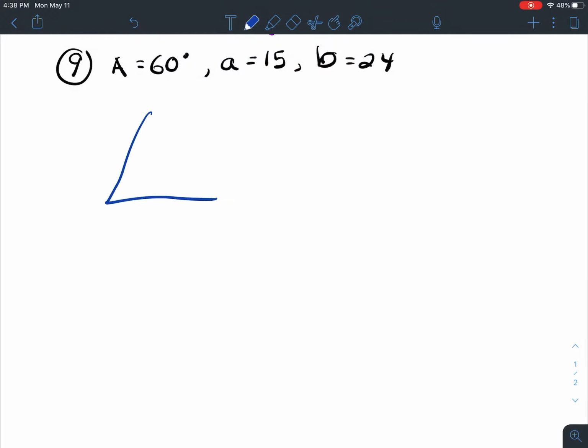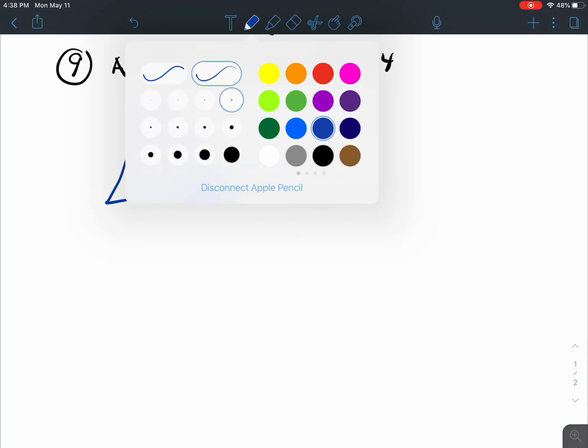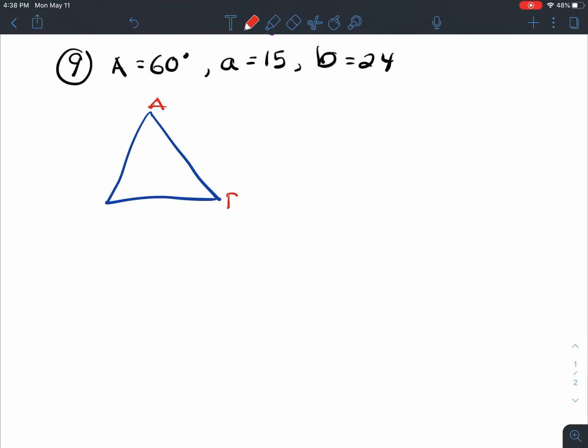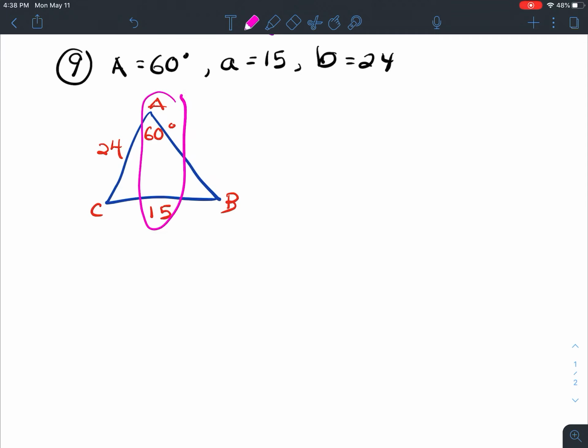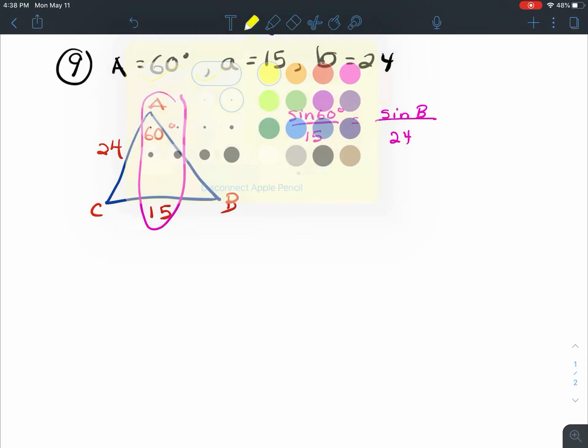So we're going to start out the same way. Just draw a quick triangle, label it ABC. Let's throw onto our picture the given information. And then we're going to identify, here's our strong ratio. I'm going to set up sine of 60 degrees over 15, and again, I have no choice but to do sine of angle B over 24.